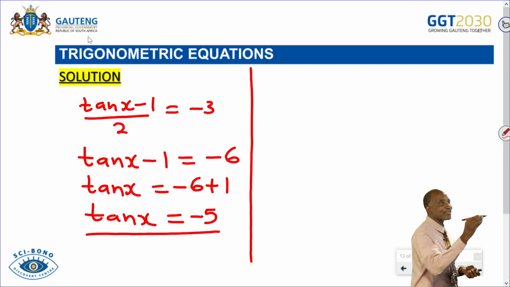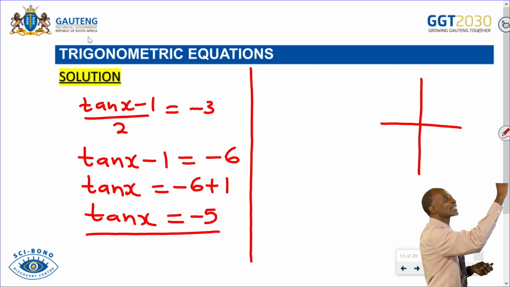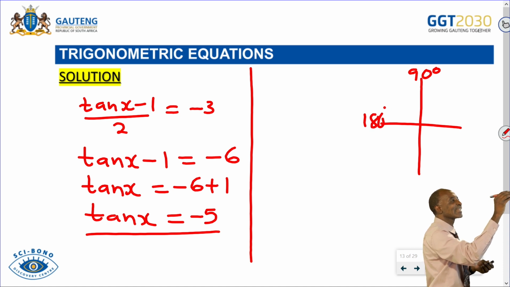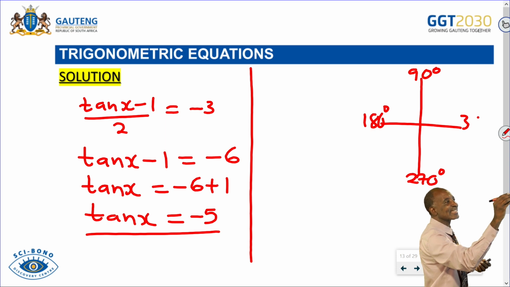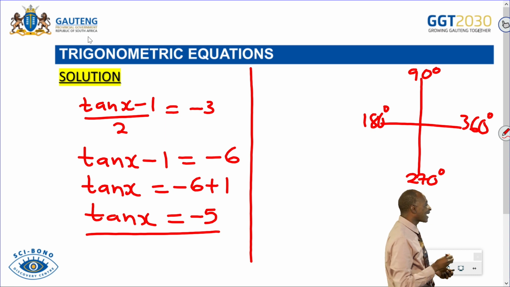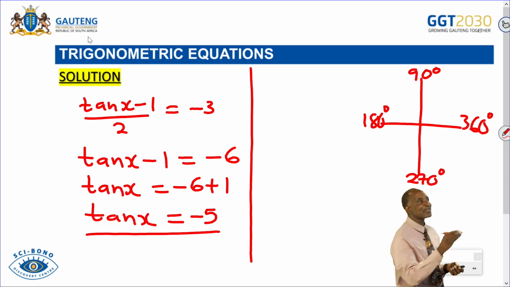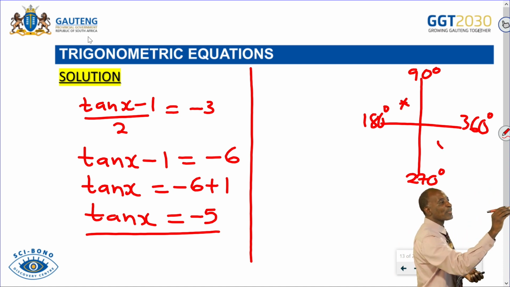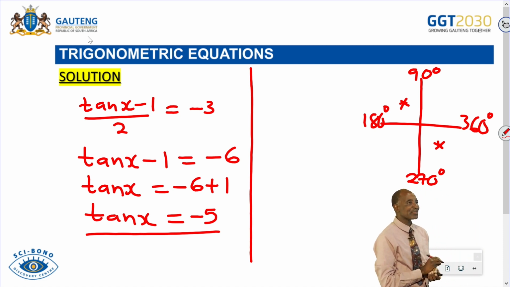But I've always advised that for you to understand this better, rather use your quadrants. This is 90 degrees, this is 180 degrees, this is 270 degrees, which doesn't feature a lot, then this is 360 degrees. Right, you have to identify where tan is negative. Tan is negative in the second quadrant and fourth quadrant. That's where tan is negative.